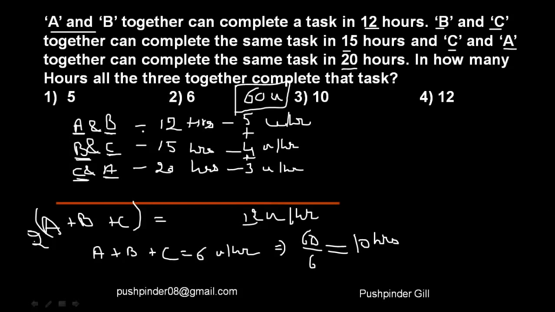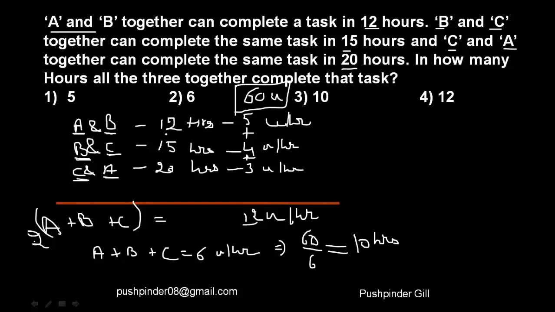Now A and B are able to finish the job in 12 hours. B and C are able to finish the job in 15 hours, and C and A are able to finish the job in 20 hours. So my first step is to assume the number of units. So I assumed the LCM of 12, 15, and 20, that is 60 units. So I assumed the work to be of 60 units.